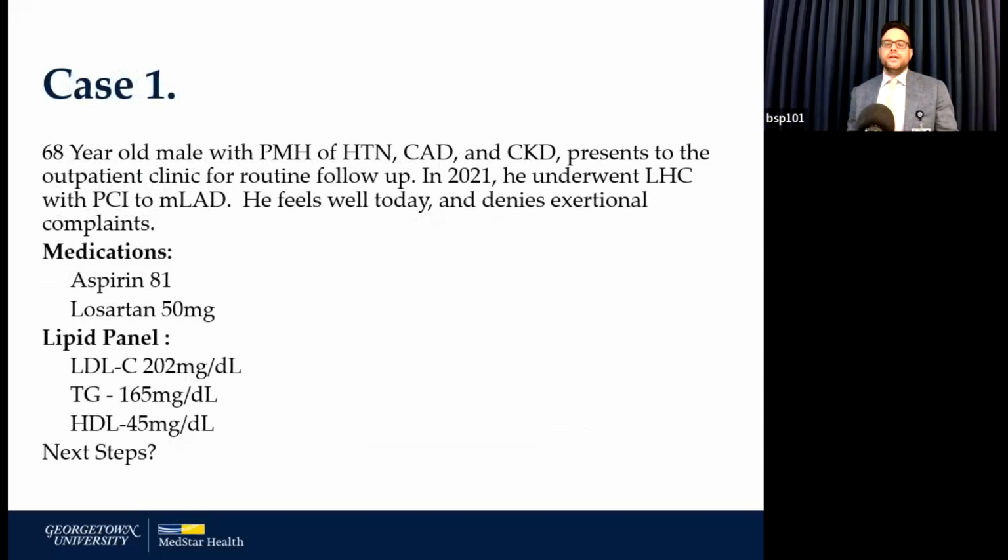See this guy in the clinic come in. He's a 68-year-old gentleman, has a history of hypertension, CKD, and coronary disease. In 2021, had some chest pain, went for a cath. They found an obstructive lesion, underwent a PCI to the mid LAD. He completed a year of DAPT and is following up to see you. Hasn't seen anyone since. Feels well, has no exertional complaints. Labs are normal. These are his medications, and his lipid panel is as follows. And what are our next steps?